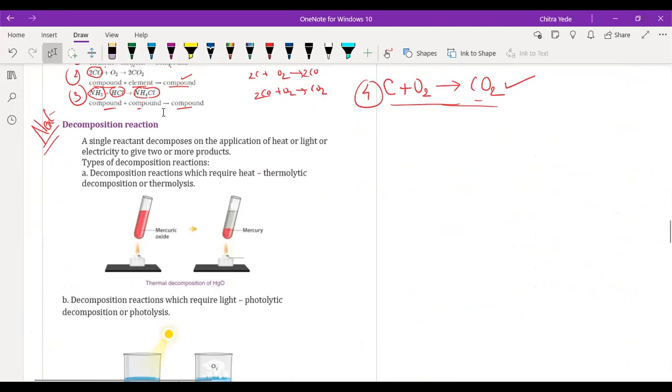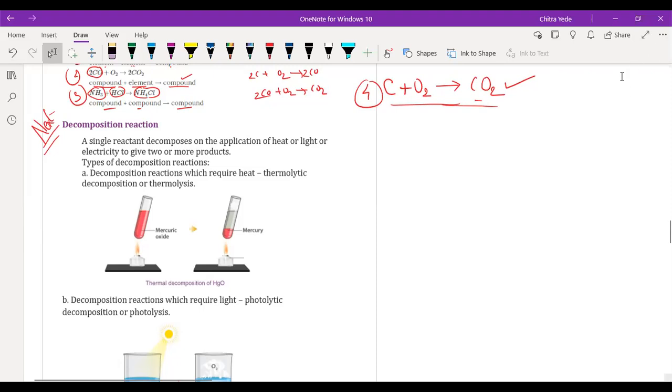So in the previous video, if you have any doubt, then ask me. We'll continue from the decomposition reaction. Any doubt from the previous session? And what about the homework that I have given? Okay, let it be. We'll start the session from the decomposition reaction.